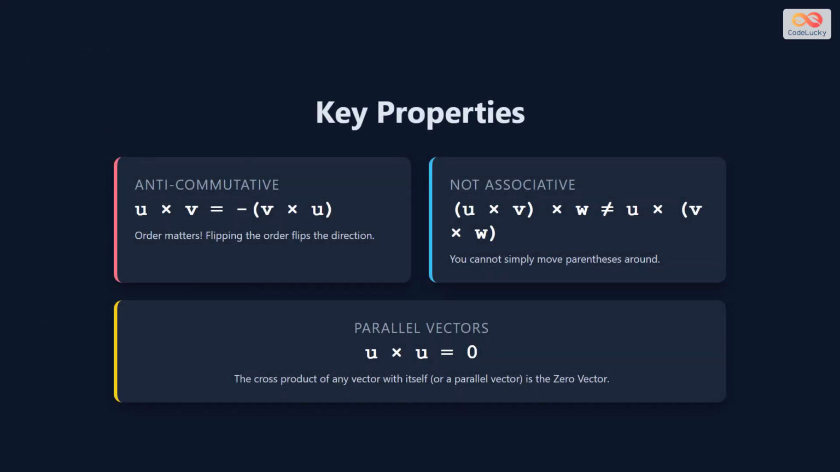Here are some properties you should know. First, the cross product is anti-commutative. u cross v is equal to negative v cross u. Second, it is not associative, so parentheses placement changes the result. And finally, if you cross a vector with itself or any parallel vector, the result is the 0 vector, because there is no area between them.